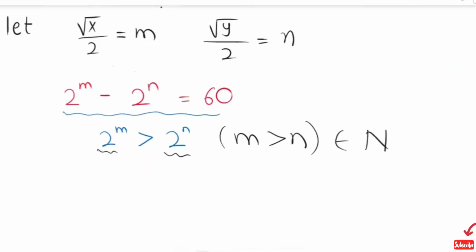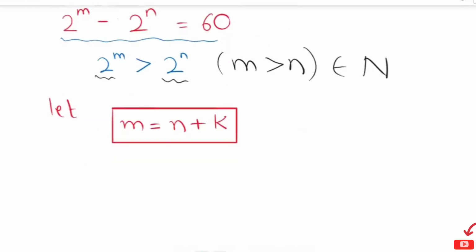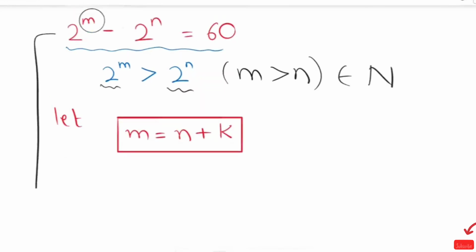So from here, we conclude that we can suppose m should be equal to n plus something, which I'm going to take as the constant k, because the difference here will be a constant, which is k. So it will be m is equal to n plus k. From here, I will plug in this m value. So this equation turns into 2 to the power of n plus k minus 2 to the power of n is equal to 60.